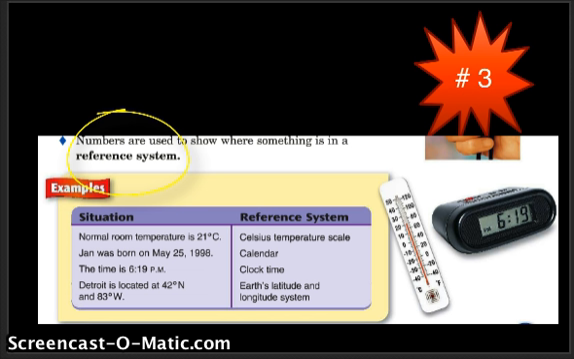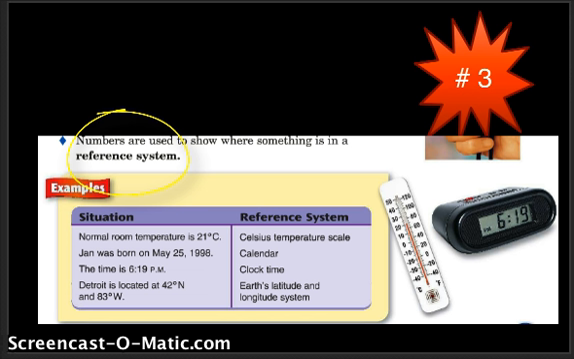So the situation is that a normal room temperature is 21 degrees Celsius. Well, here in the United States we use Fahrenheit, but this particular example talks about Celsius. So in order to know the temperature of a room, we need to use a temperature scale, and there is a temperature scale right here on the right of the screen with the red mercury shooting up to tell the temperature.